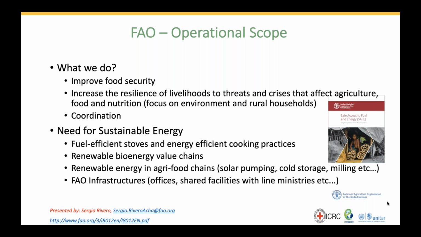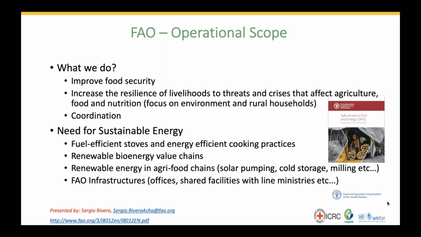In relation to sustainable energy, we can divide our activities into four related topics. The first one is related to efficient use of energy. To give you an example, in Nigeria, we are supporting the establishment of fuel efficient stove production centers. Efficient stoves are being produced here. We are supporting also the distribution of these fuel efficient stoves among the affected population, and we are also providing training in fuel efficient cooking practices.